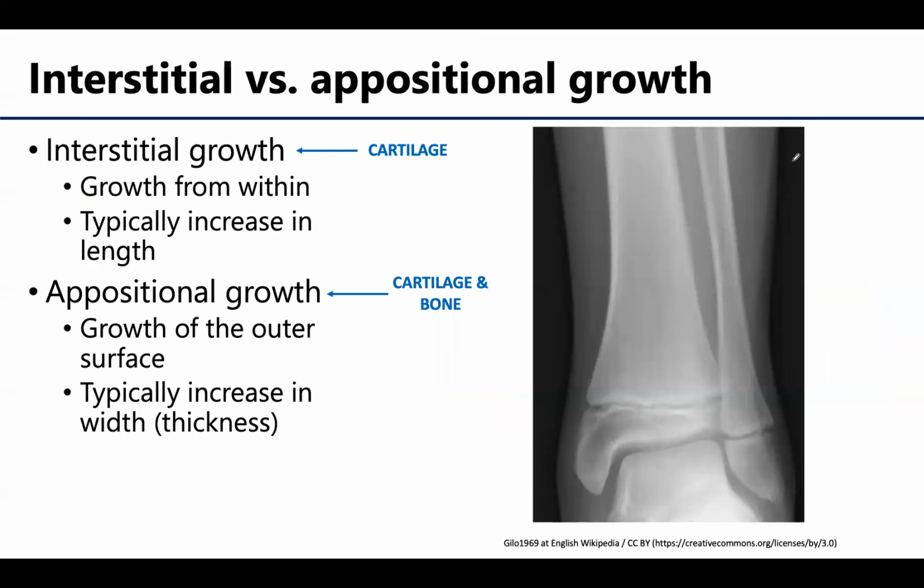I do want to return to the terms interstitial and appositional growth and make sure we clearly define those. Interstitial growth is growth from within. And here I want us to be thinking of those epiphyseal plates. You can see generally where that would be located here on this radiograph. That region is that transition from cartilage to bone.